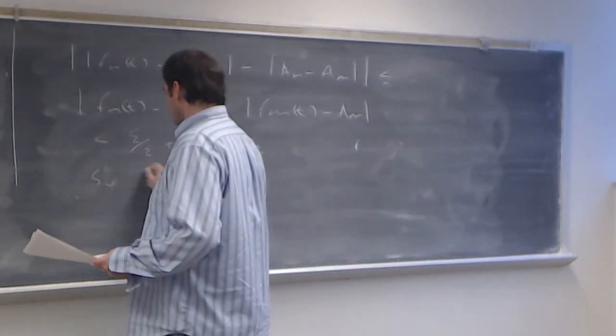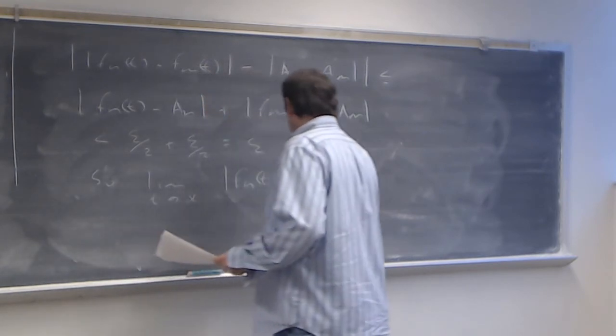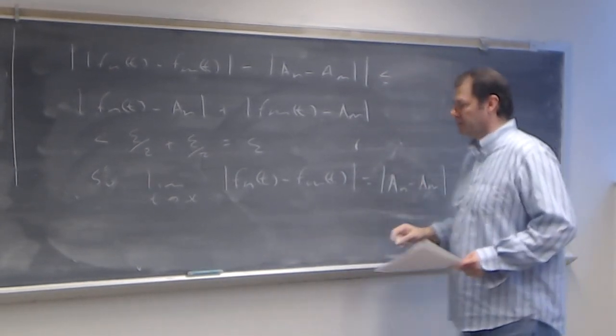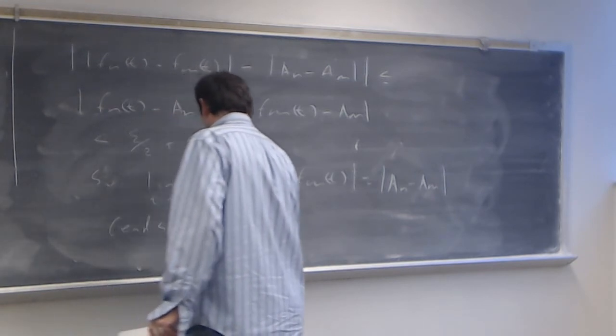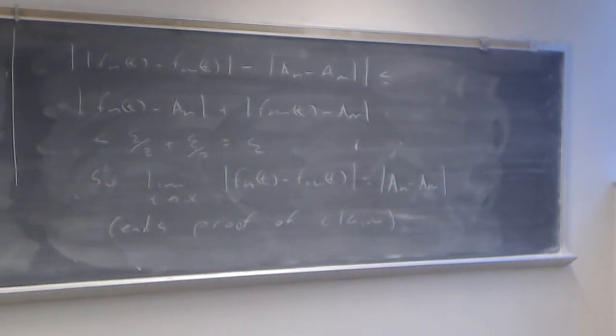I'll write this down. So the limit as t goes to x of the absolute value of f sub n of t minus f sub m of t will be equal to the absolute value of a sub n minus a sub m. That ends the proof of the claim. Okay.